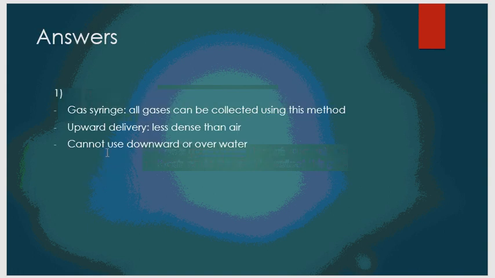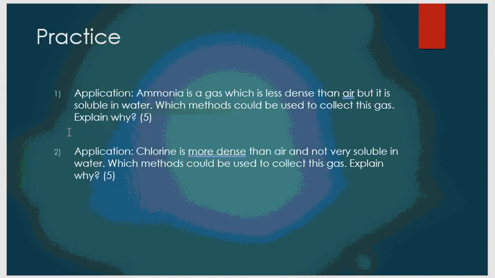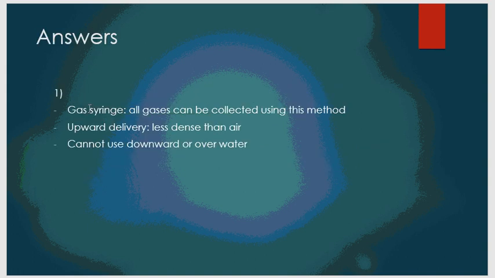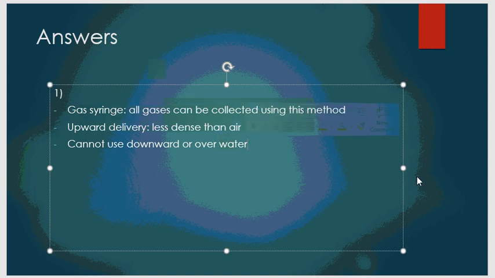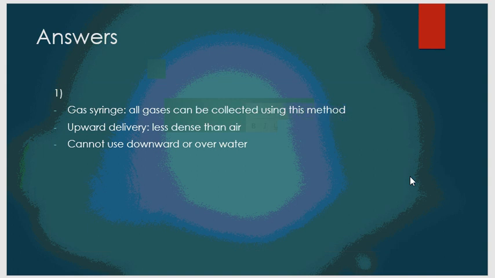Okay, so we've got the answers just to the first one. We're talking about ammonia, less dense, soluble in water. So we can always use the gas syringe because we know that all gases can be collected using this method. We can use upward delivery because it's less dense than air, but we cannot use downward delivery or over water because we know that it is soluble. Okay, so I'm not going to take up the second one. That's going to happen in your exit ticket.